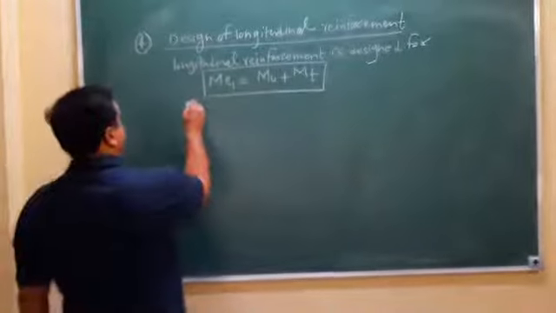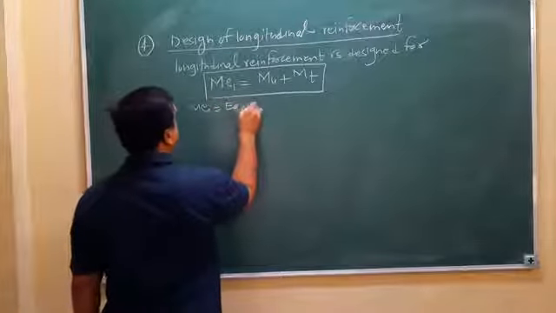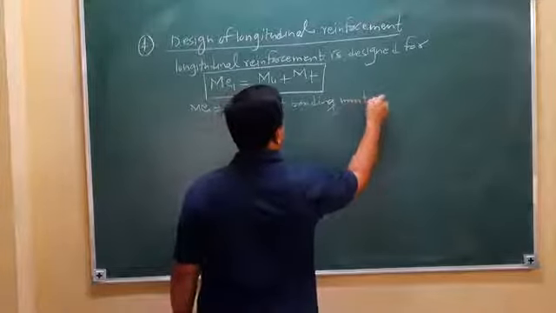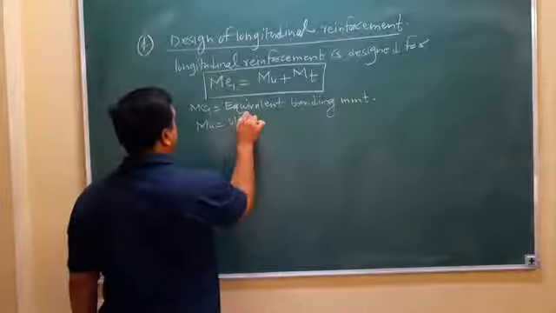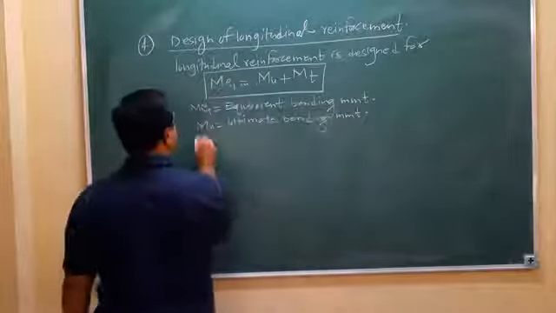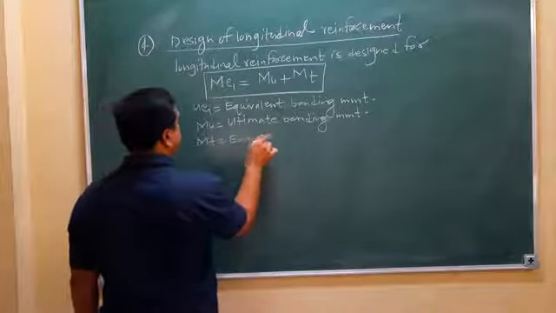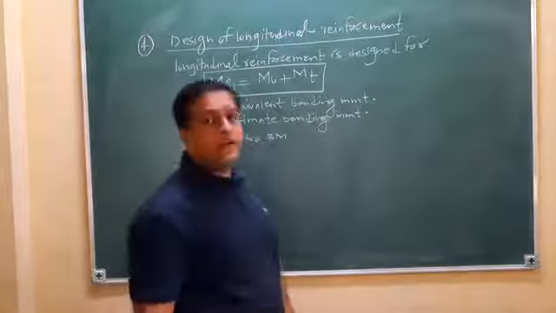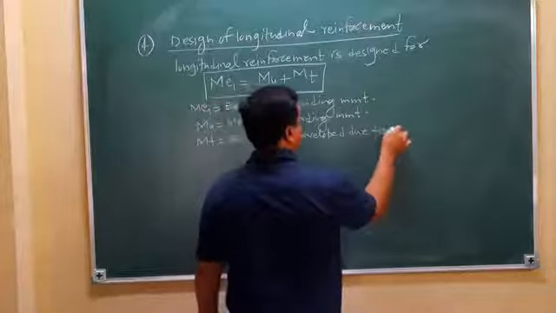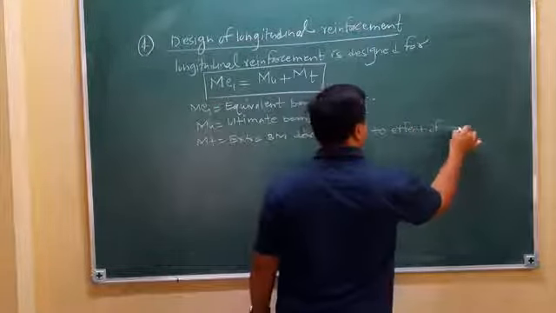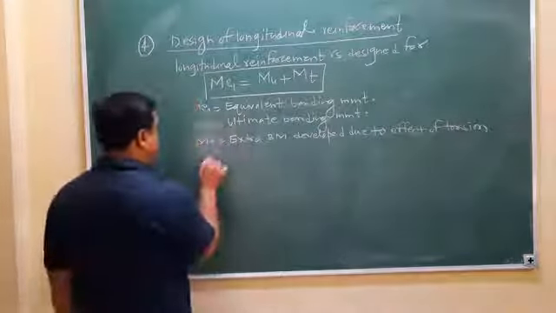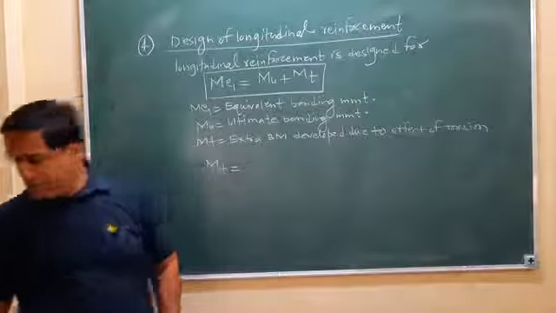Okay. So what is the ME1? ME1 is the equivalent bending moment. What is the MU? MU is the ultimate bending moment. And what is the MT? MT is the extra bending moment developed due to the effect of torsion. Okay. Now how the MT is calculated? Again, this formula is available on page number 75.